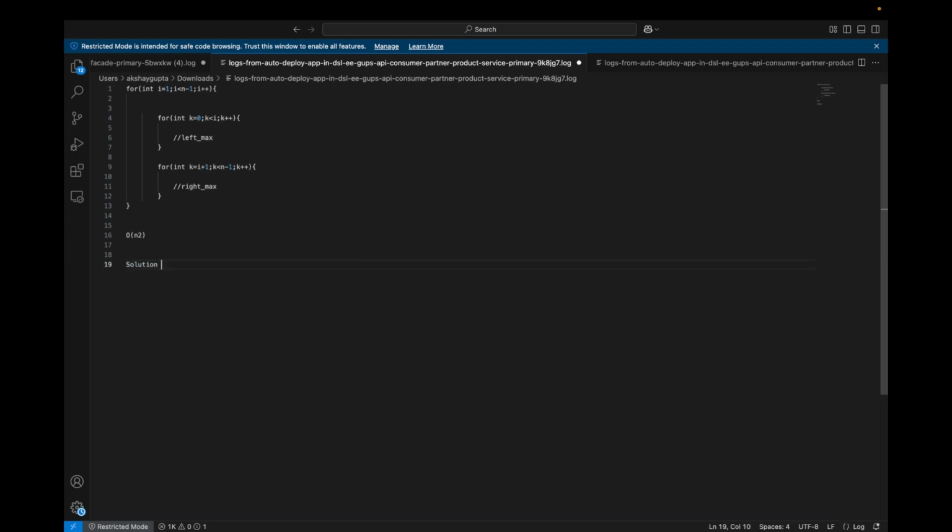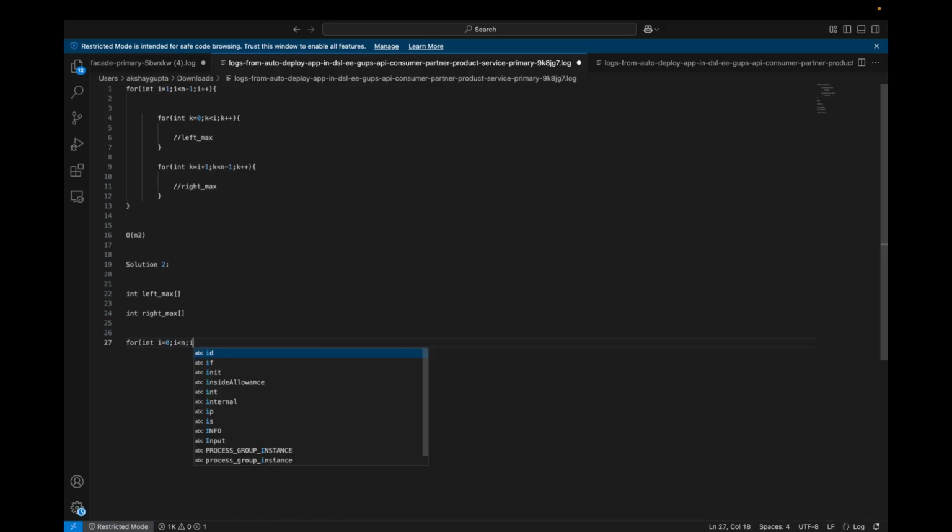So the second solution is: I will run one for loop to calculate the left max of each index. So I will take an array for left max. Similarly, I will take one array for right max. Now I will run one for loop to calculate left max and one for loop to calculate right max. Let's see how. I less than n, I plus plus.